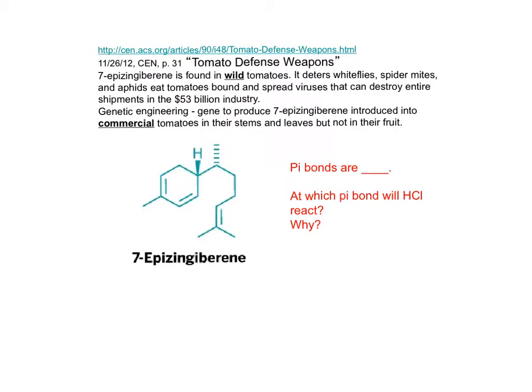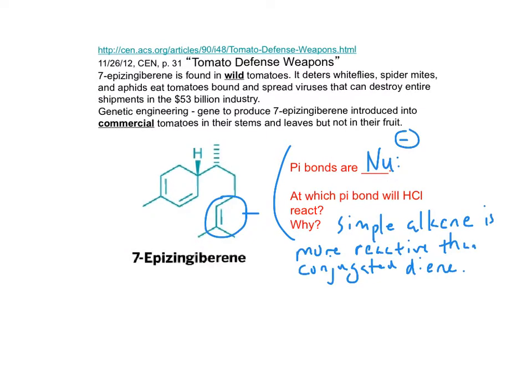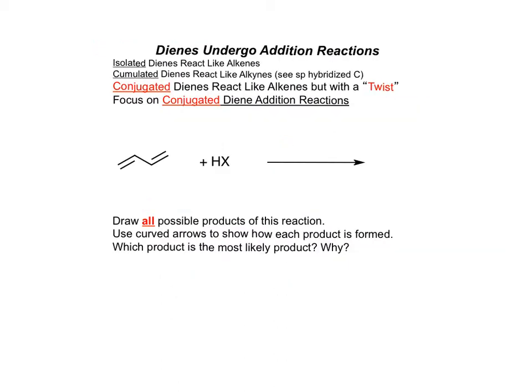This compound, which is found in wild tomatoes, contains three carbon-carbon double bonds, so answer these three questions and stop the video. So here are the answers. So again, practice those skills, identify the simple pi bond and conjugated diene. We looked at alkene addition reactions earlier. Now, conjugated dienes also undergo addition reactions, so let's answer these questions and stop the video.